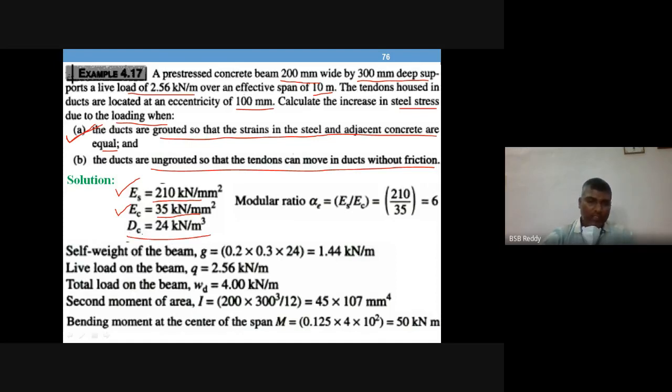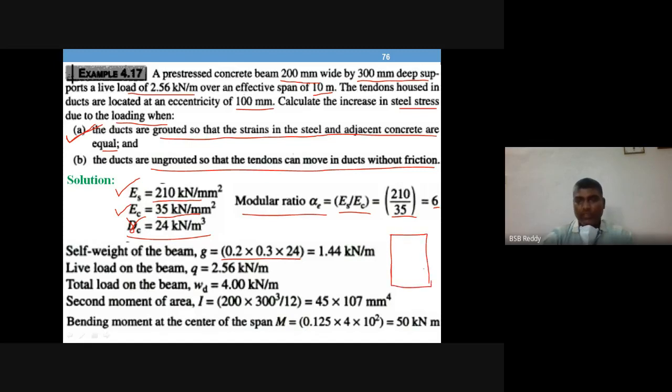Gamma of concrete is a standard number, the symbol gamma or D can be used for density. So 24 kilonewton per meter cube. Estimate the modular ratio, ES by EC, that is coming around 6. Self weight of the beam: the cross section of the beam is given, 200 by 300.